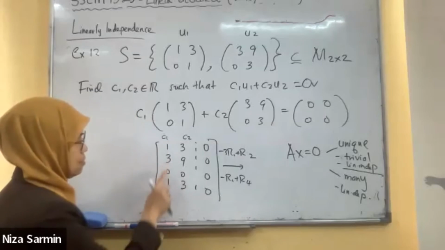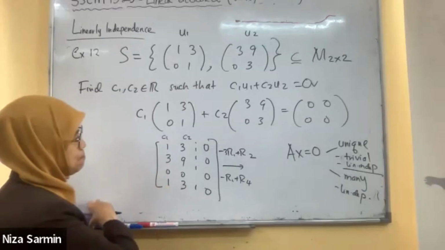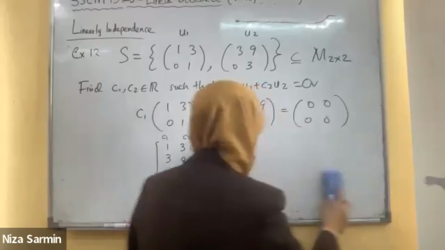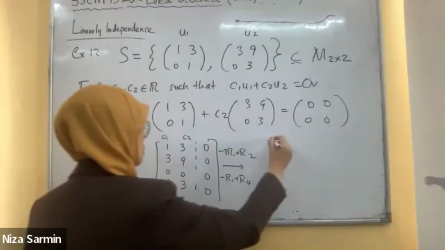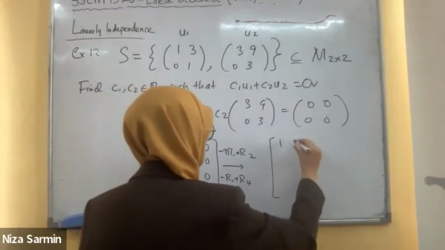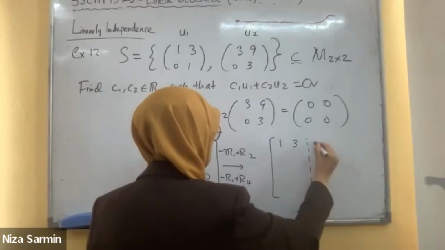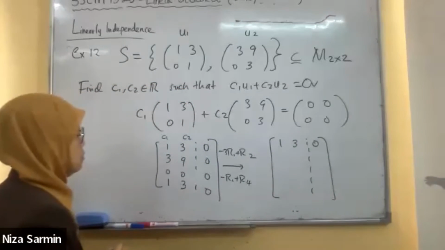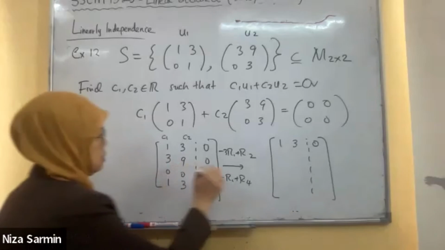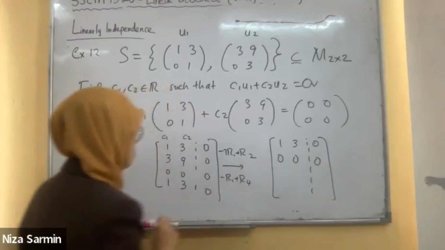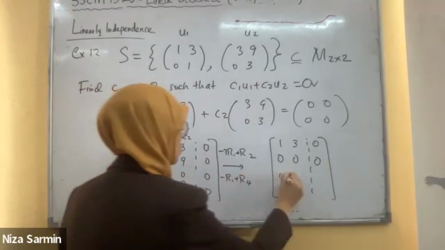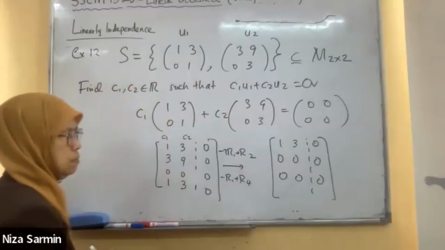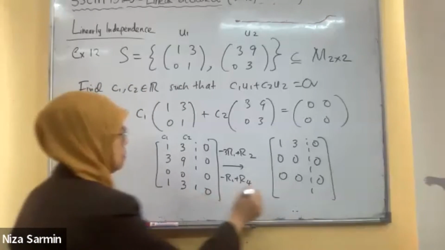That's the same, right? Okay, so what do you get? 1, 3, 0. Minus 3 and add, minus 3 and add, 0, 0, 0. 0, 0, 0.